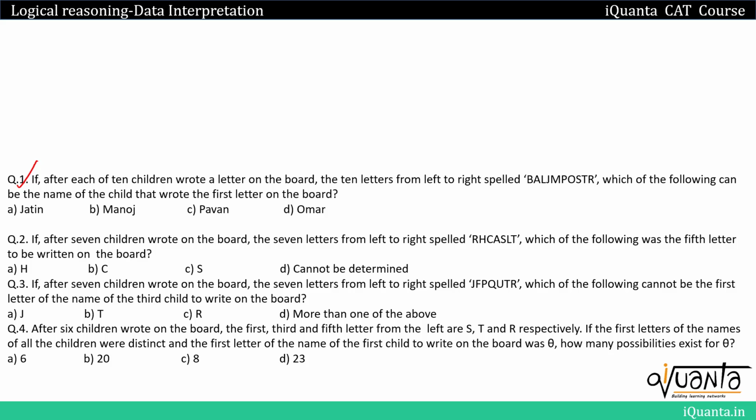The first question is, if after each of the 10 children wrote a letter on the board, the 10 letters from left to right spelled BALJMP. So this is the word that is formed after 10 children write down the first letter of their names. Which of the following can be the name of the child that wrote the first letter on the board? So let me write down the word. In the options we have Jatin, Manoj, Pawan, Omar.